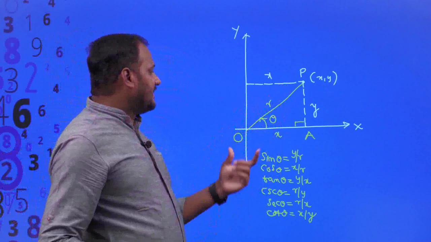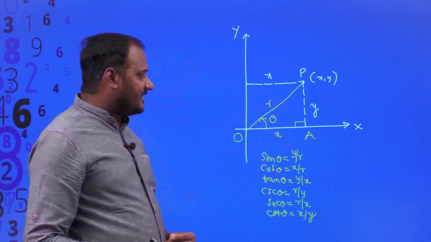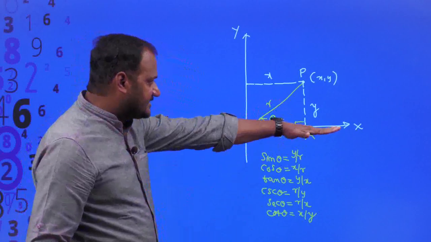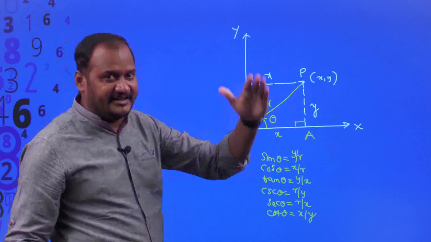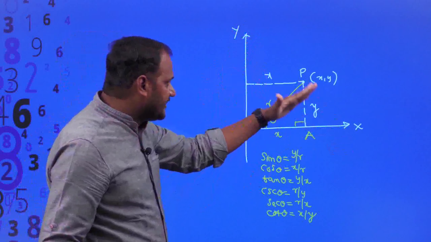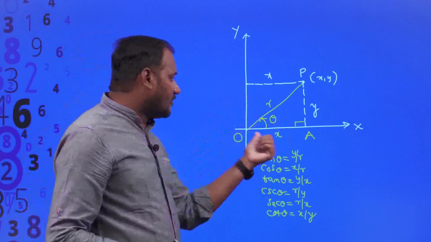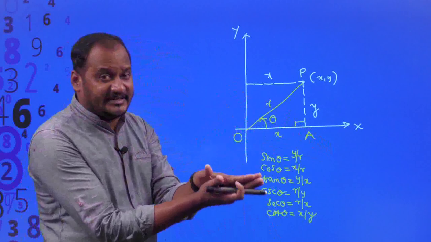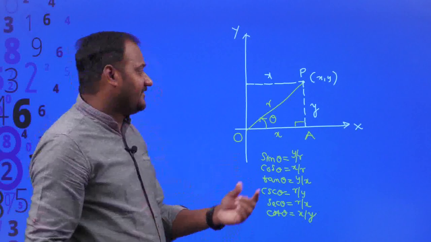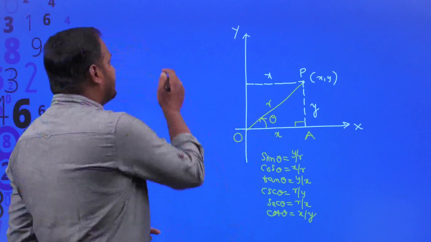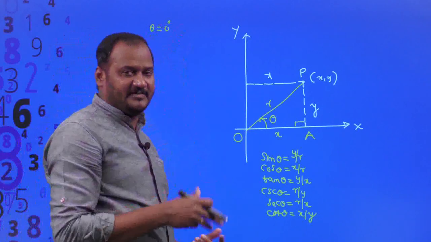See here, this OP is lying on the x axis. If OP lies on the x axis, then what is the value of this theta? The x axis is the initial ray and OP is the final ray because it is rotating in the anti-clockwise direction. When it is rotating anti-clockwise, some angle theta is formed. But now our point is, if OX and OP coincide with each other, what is that? The rotation has not started. If the rotation has not started, then what would be the value of theta? The value of theta is equal to 0 degrees. Obviously, if there is no angle formed, the angle is equal to 0 degrees.